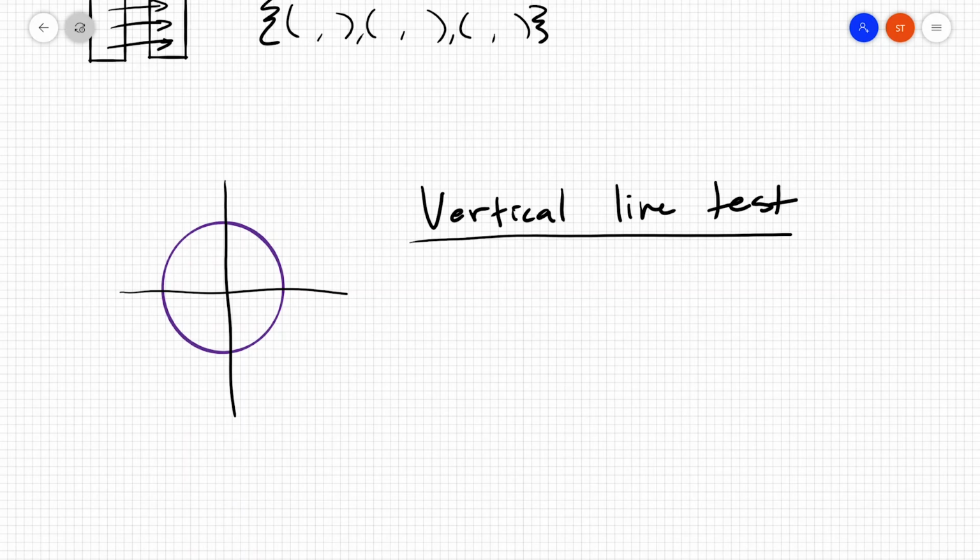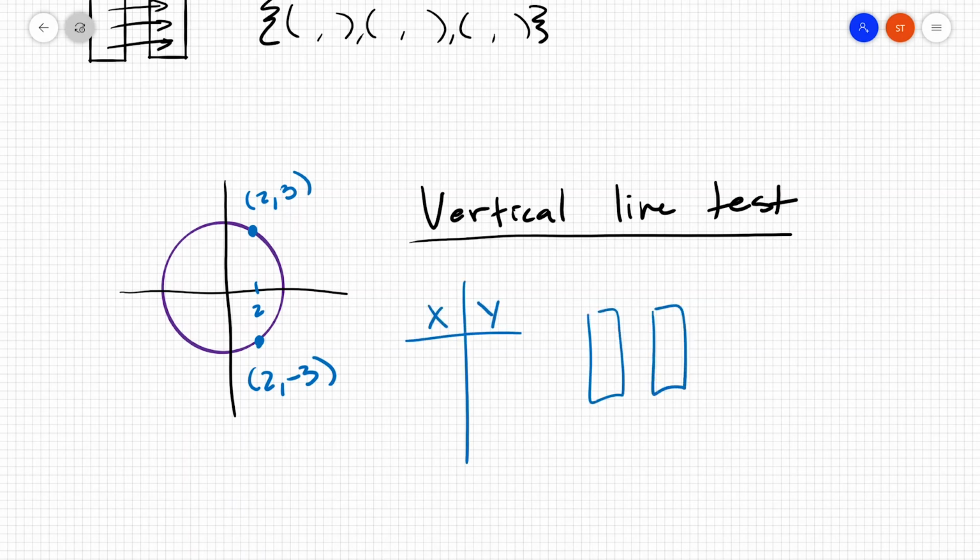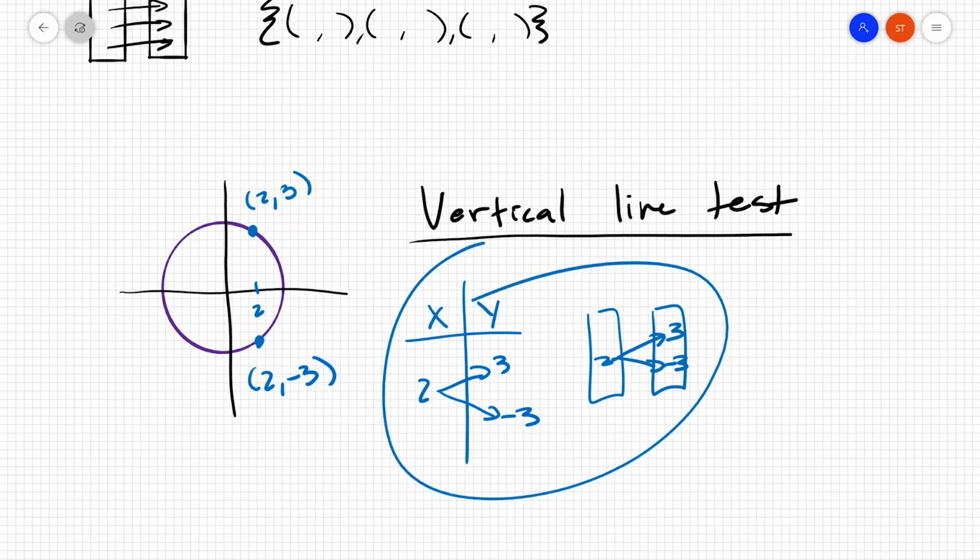Vertical line test. So let's just say, for example, here's a point with an x value of 2, and this point up here would be (2, 3), and let's say this point down here is (2, -3). So what I'm getting at is if I was writing an XY table or those input-output maps, 2 is corresponding with 3 and -3. This is the evil two-headed arrow we're looking for. So the vertical line test lets us find that really quickly without drawing all this.